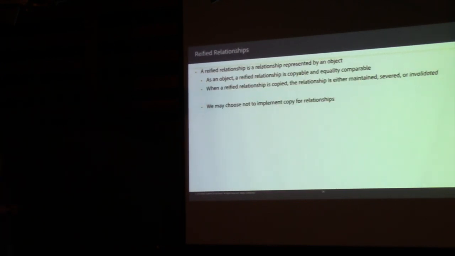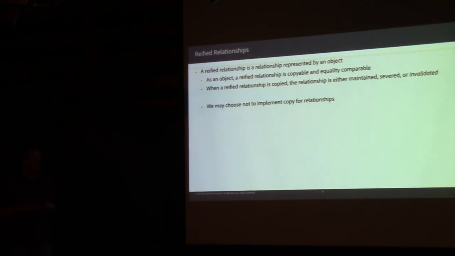Now, a reified relationship is when we take a relationship and we create an object to represent that relationship. So my wedding ring is a reified relationship, meaning married to my wife. As an object, it has all the properties of being a physical entity, but as a relationship, it also has the properties of a relationship. And it gets one more.